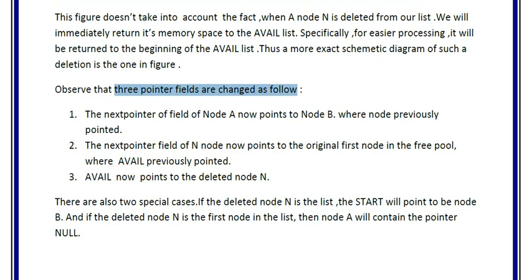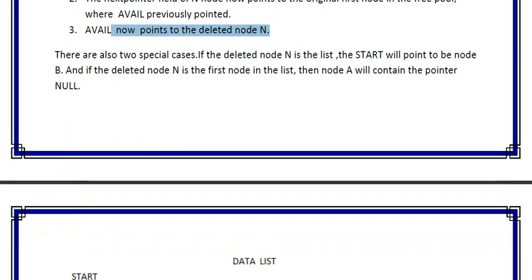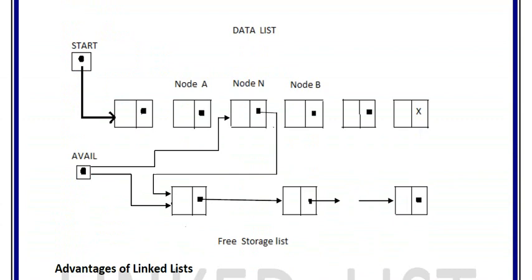Observe the 3 pointer fields chosen here. You can go through them. Here avail now points to the deleted node N. This deletion of linked list can be done like this also. Here in this section you can see that we have not directly connected with everyone. In this node A section the avail is connected and the pointer is connected to this one, which is the free storage list.